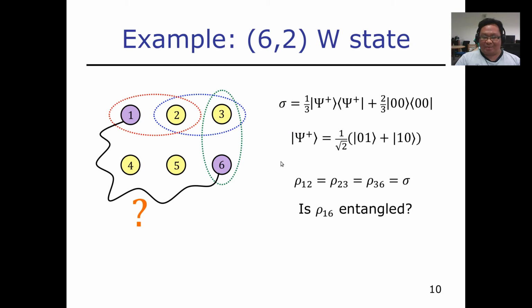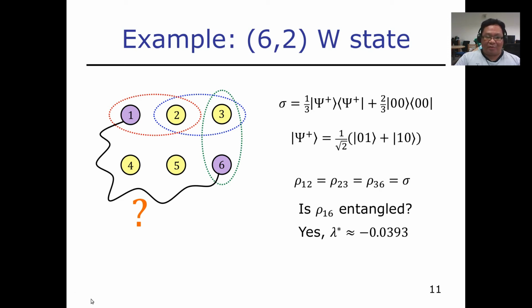Now let's consider some examples. Here I have a 6-qubit state. I specify the state of certain pairs. Here I choose 1-2, 2-3, and 3-6 to be in some state sigma, which is a mixture of some Bell state and some pure separable state. And we ask, is the pair 1-6 entangled? You compute the SDP. It says it has a negative value. Therefore, the answer is yes.